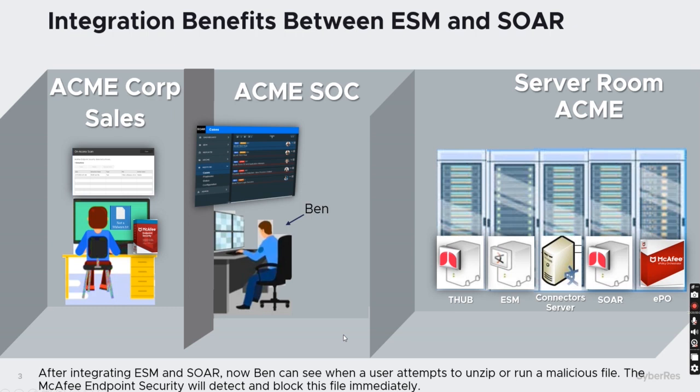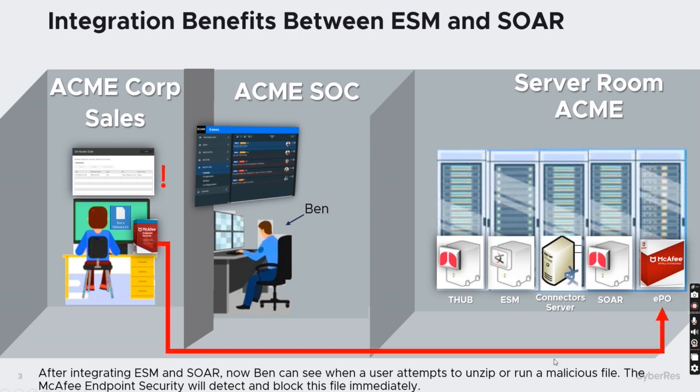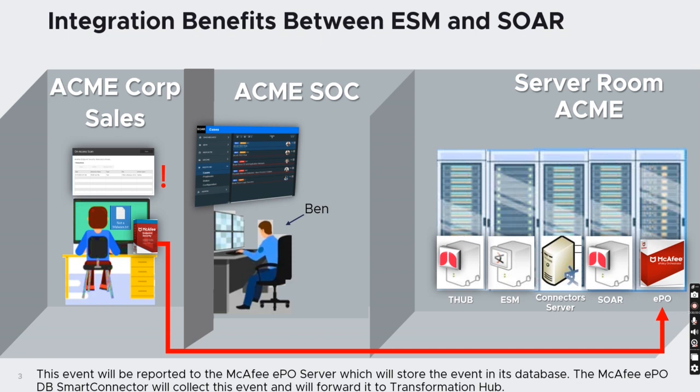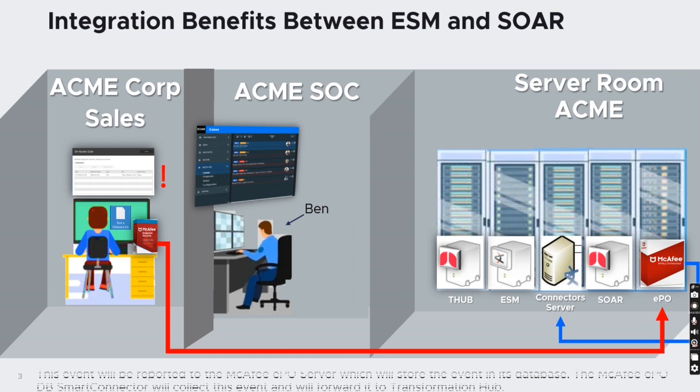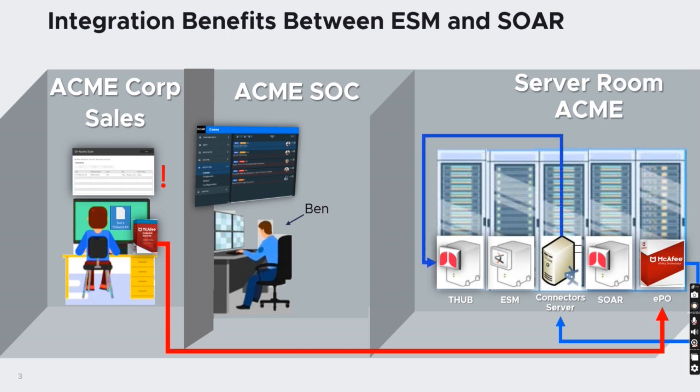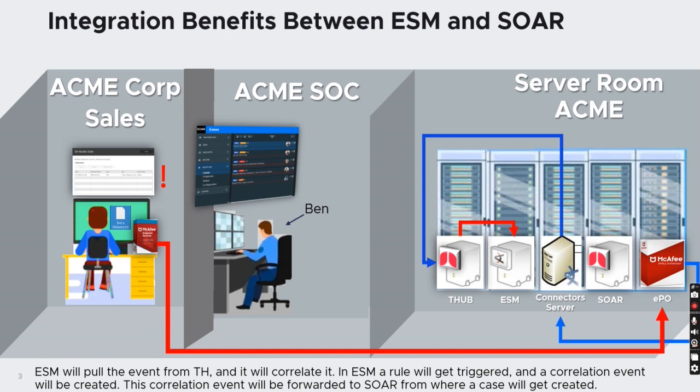Basically, the McAfee Endpoint Security will detect and block this file immediately. And of course, the event is going to be reported to the McAfee Policy Orchestrator, which will store the event in its database. Since there is a McAfee PO database smart connector, that smart connector will collect the event and then forward it to the transformation hub.